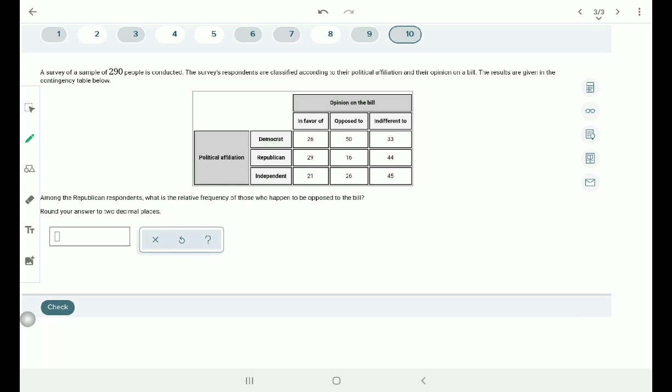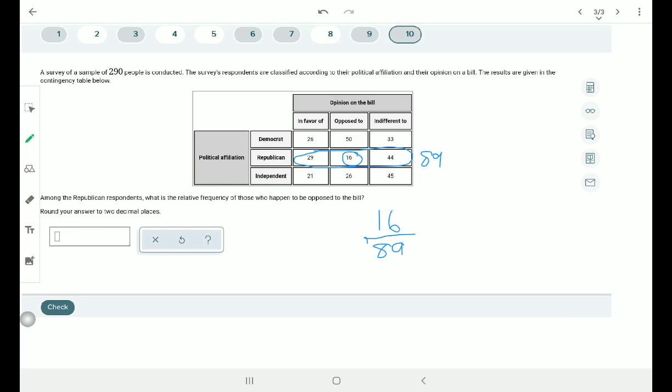Okay, so we have our contingency table. Among the Republican respondents, so we're looking at these ones here, what is the relative frequency of those who oppose the bill? So 16 oppose the bill out of our total Republican respondents. So I have to add all of those numbers together: 29 plus 16 plus 44, in which case I get 89 total Republicans.